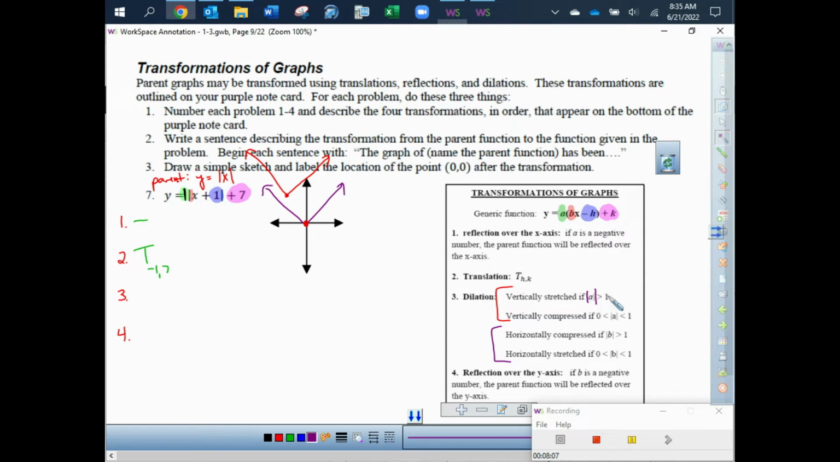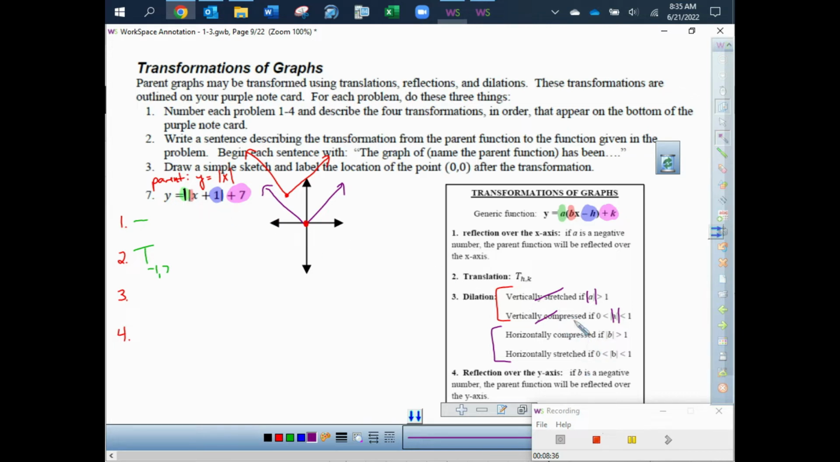If that number is bigger than 1, this thing has been vertically stretched. And is 1 bigger than 1? No, it's not. So it has not been vertically stretched. They want to know if this thing has been vertically compressed. Well, we take that a value, we make him positive, and if he's between 0 and 1, that has happened. Is 1 between 0 and 1? No, it is not. So this thing has not gotten vertically compressed. So, okay, no size change there.